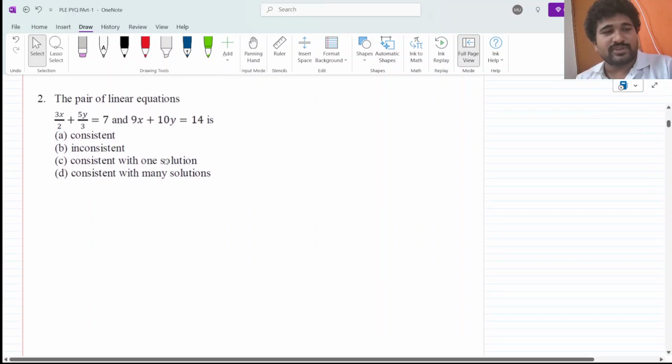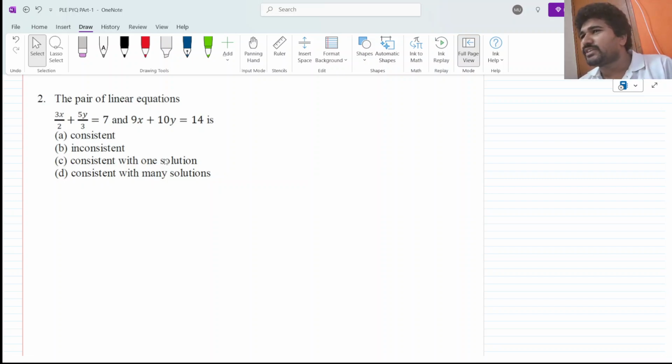Okay, observe now. The pair of linear equations, same kind of question only, right? Yes or no, Sanjeev? Only the equations are different. They gave the equations differently. Clear? So no problem, whatever they give, but they give in order. That is only the benefit for us. So what is the a1? Tell me first of all.